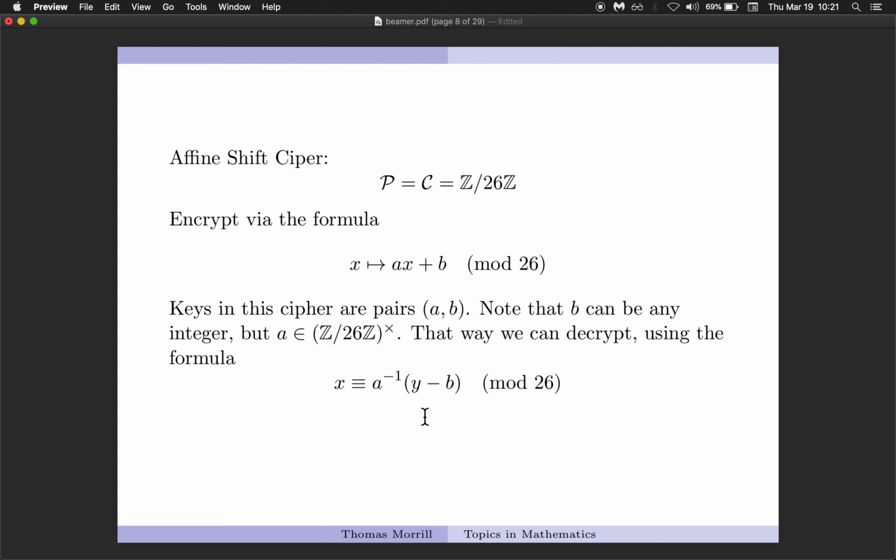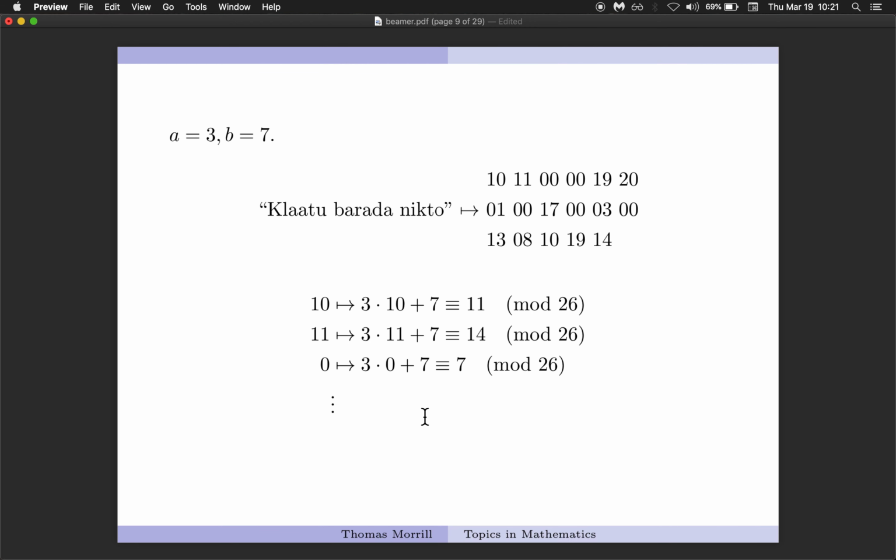If I keep that same message, Klaatu Barada Nikto, I need to go ahead and pick my parameters. So I've chosen A is equal to 3, B is equal to 7. And my first step is to change each of my letters here into the corresponding number, the corresponding remainder mod 26. So K becomes 10, L becomes 11, my A's become 0, my T becomes a 19, and so on. This isn't encrypted yet, it's just a different way of thinking about the alphabet.